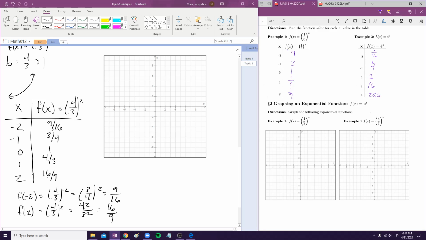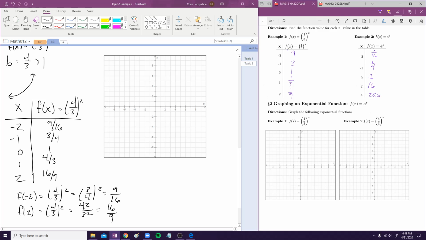But one thing I want to point out here is that the positive and negative 2s, like the -2 is 9/16, +2 is 16/9. Notice these are reciprocals of each other. Same thing as -1 and 1. 3/4 and 4/3 are reciprocals of each other. Even when we look at example 1, 9 and 1/9, 3 and 1/3, they're reciprocals.